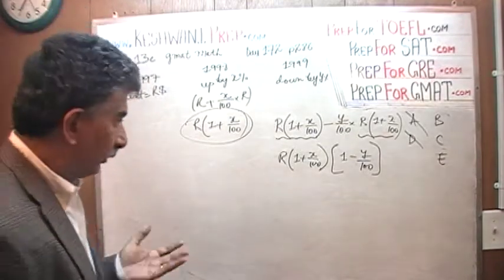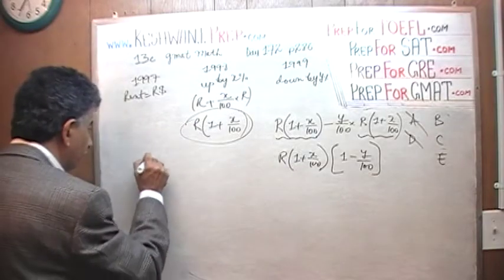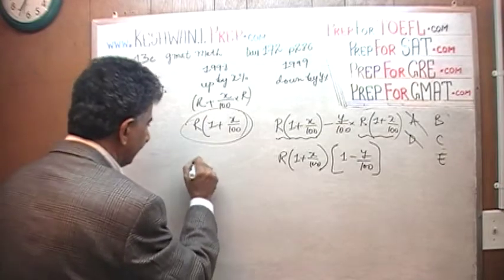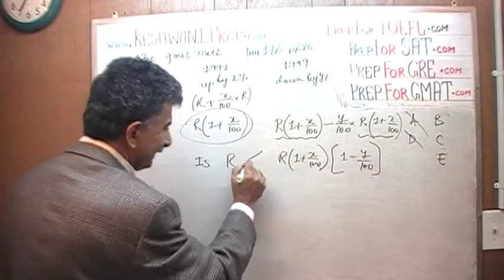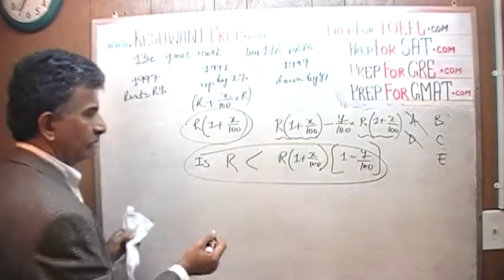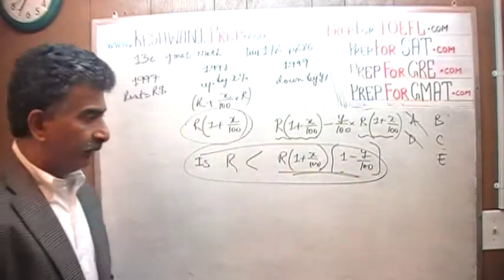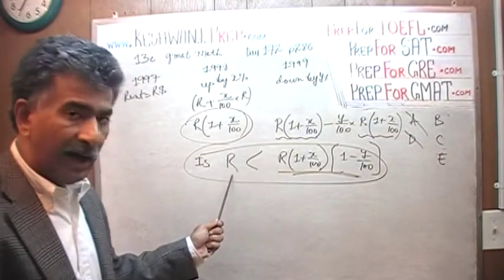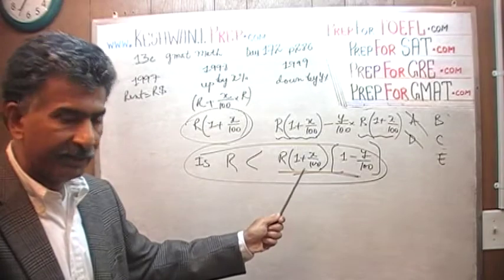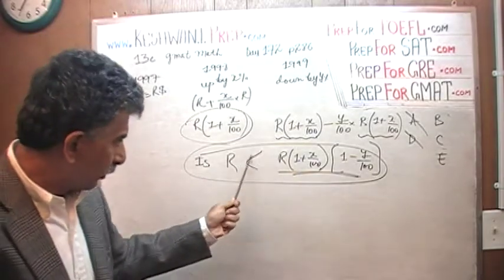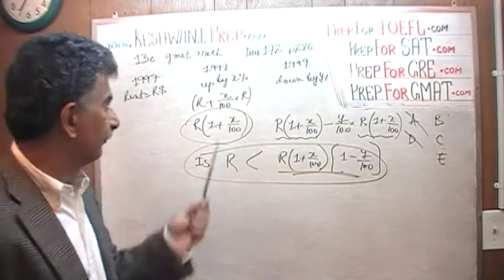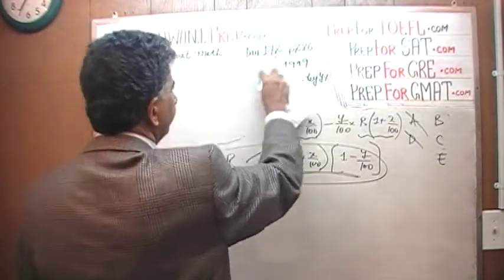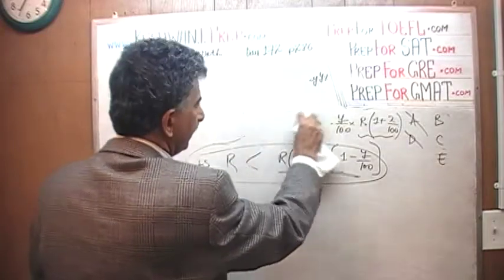This is it. So now the question is: is the original rent that we started out with less than this amount? Because this is our final rent. So asking whether R is less than this quantity is the same as asking whether the final rent is more than the original rent, which is what they want to know. Let's do it on the top. Erase everything that we don't need here.